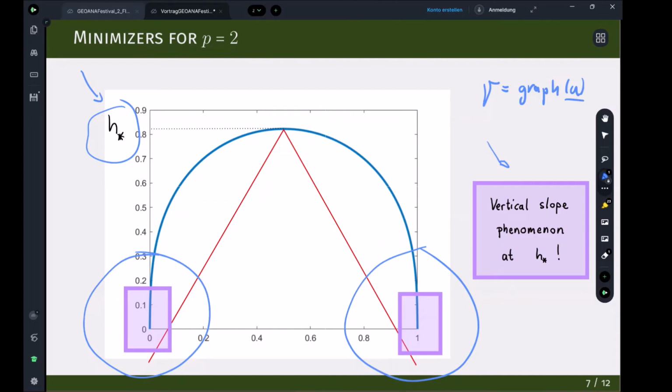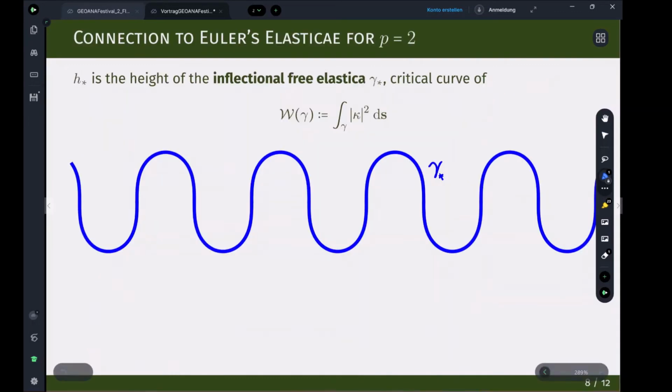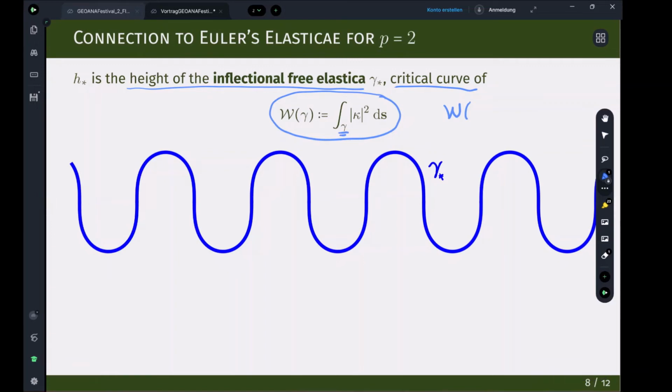Does this number here between 0.8 and 0.9 have a special meaning? And yes, it does. It is namely the height of the inflectional free elastica, which is a critical curve that Euler already found. It's a critical curve of Euler's elastic energy. So this is basically the energy that we are looking at, but now for arbitrary curves and not for graphs.